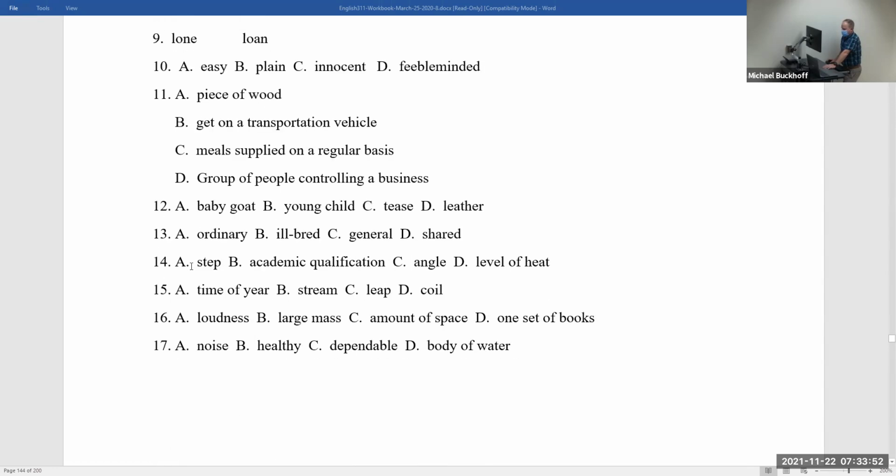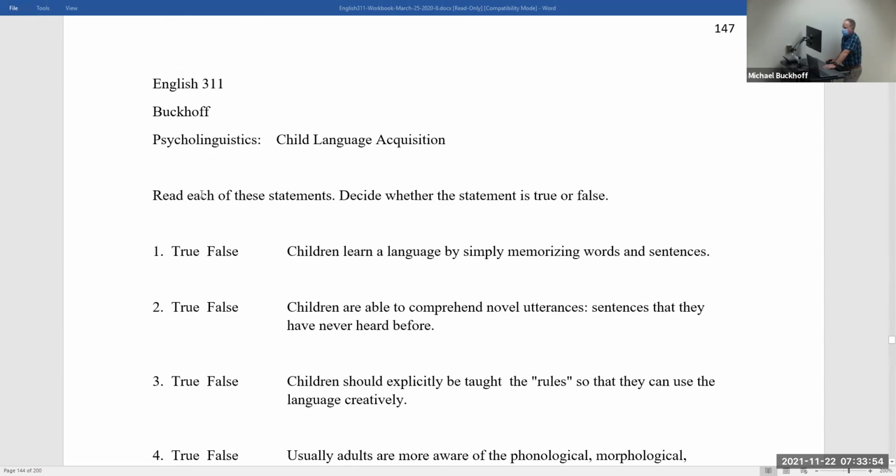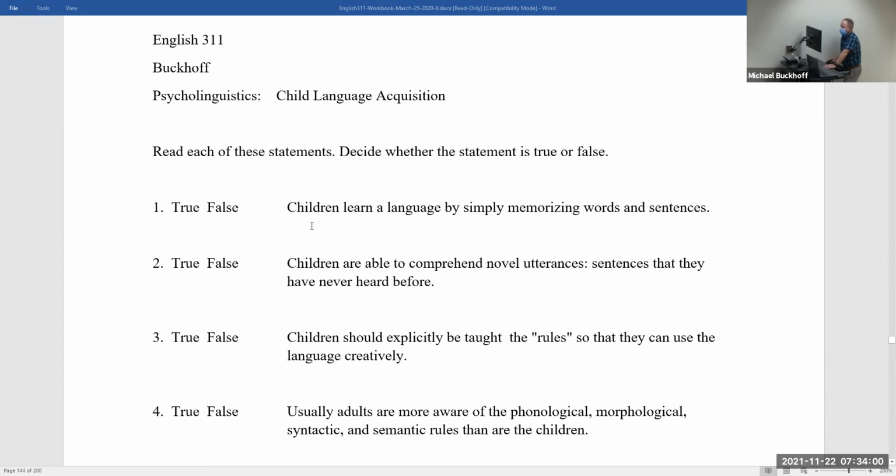Okay, let's get into child language acquisition. So let's take a look at some statements here and see what you guys think about this. So these are just true or false. See what you guys think about this. It says children learn a language by simply memorizing words and sentences. You think that's true or false?